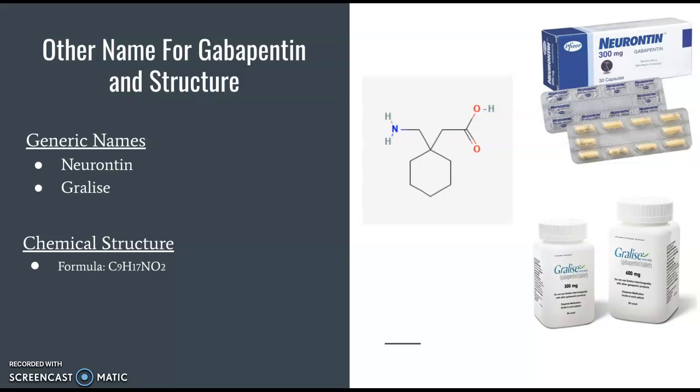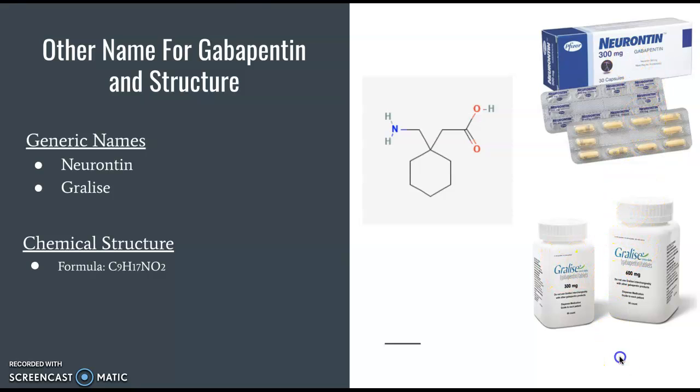So there are different names for gabapentin, and the brand names are Neurontin and Gralise, and the chemical structure is shown right here. And the formula for gabapentin is C9H17NO2. So each part of these little sections right here is a carbon, and to that carbon are attached two hydrogens, and that's where you get the C9 and the H17, and then you can see the N right here and the two O's.